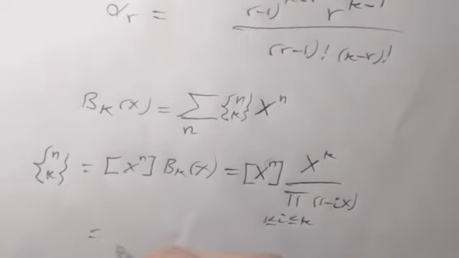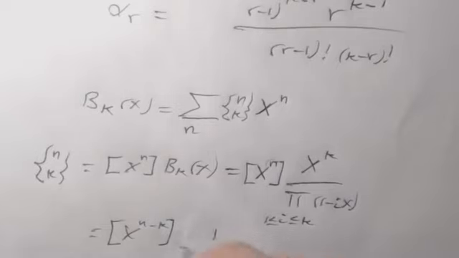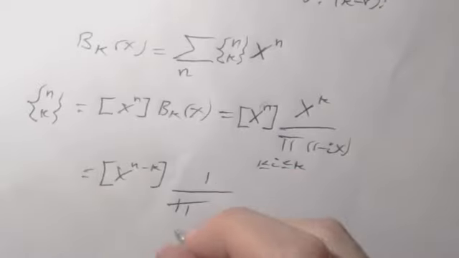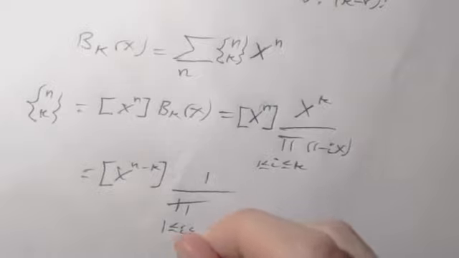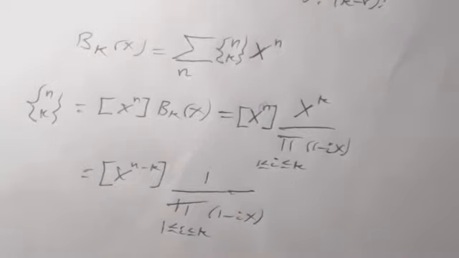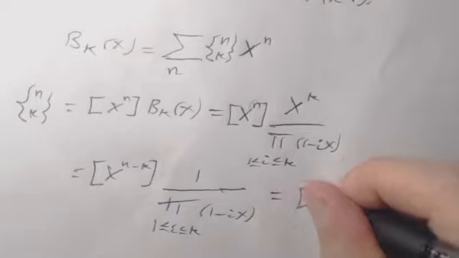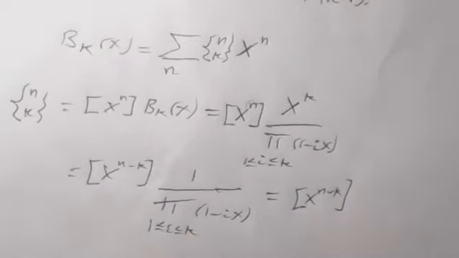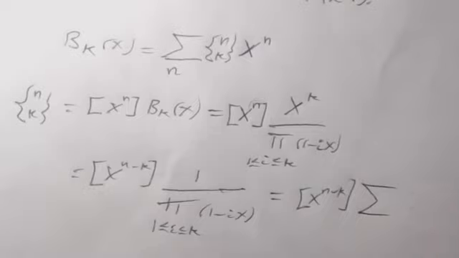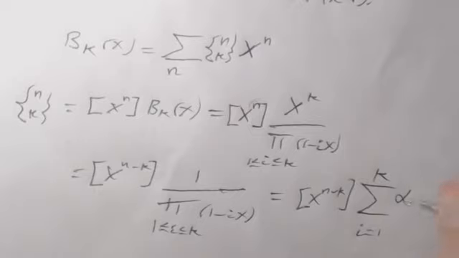So this is equal to the x to the n minus k coefficient of 1 over the product for i between 1 and k of 1 minus i x. And we know that this is the x to the n minus kth coefficient of the partial fraction expansion. So this goes from i equals 1 to k, and it was alpha i over 1 minus i x.